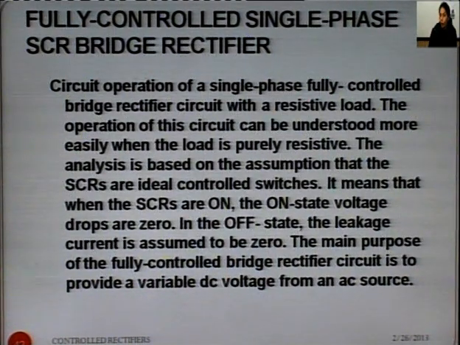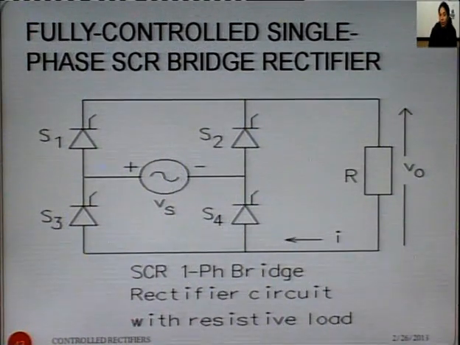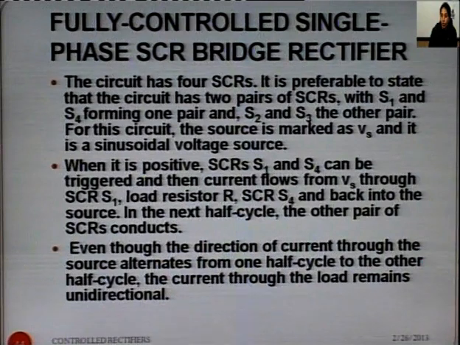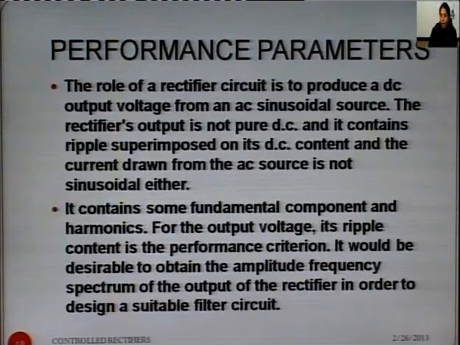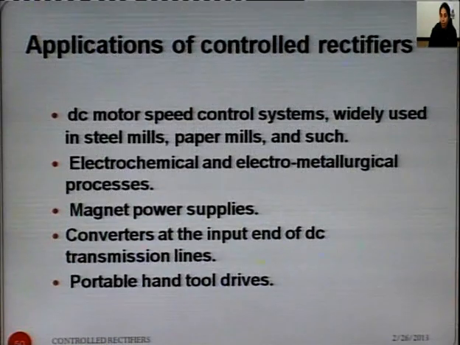Then fully controlled. In the case of fully controlled, we are not using any kind of diode. The whole circuit comprises only SCRs, and that is why it is called fully controlled. This is an example in which we have S1, S4, S3 and S2. The principle of conduction is the same, which we have already discussed, and these are the performance parameters.